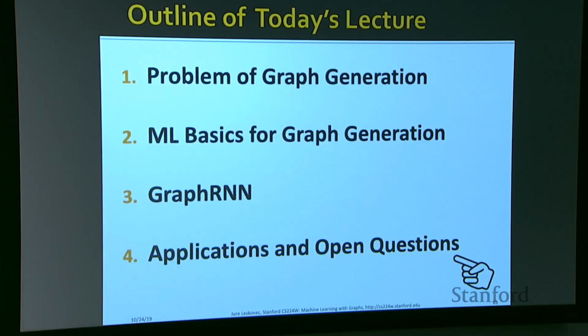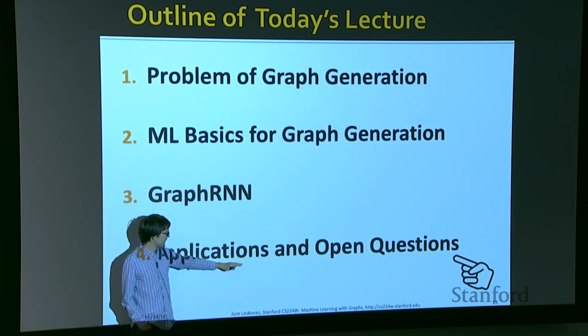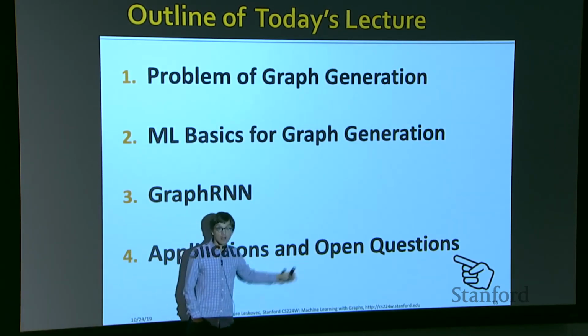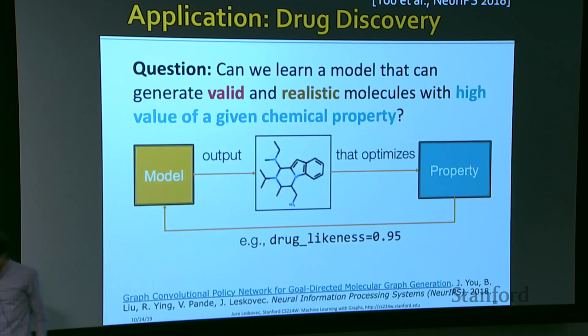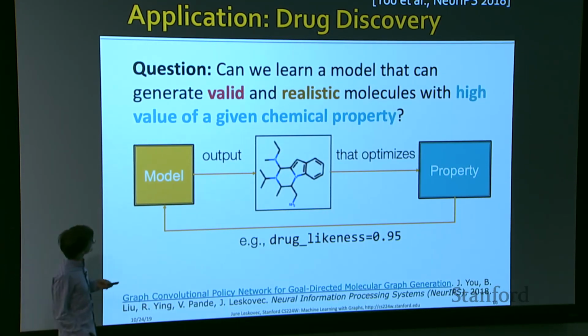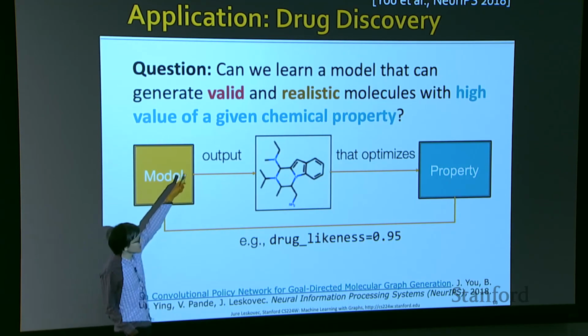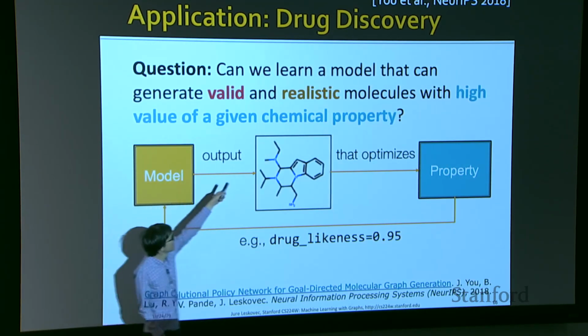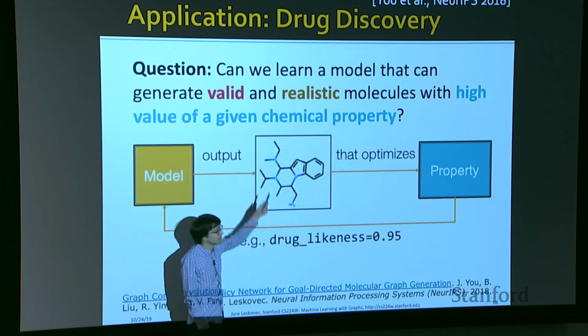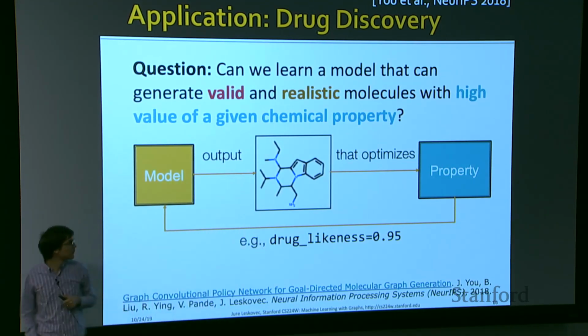I have 5 minutes left, so let me now show you an application and talk about some open questions, and then I'll be done. At the beginning, I was making this case: could you use this to generate graphs, generate molecules? Molecules are cool because you want to generate molecules that are chemically valid. Chemistry has rules, and they need to be realistic.